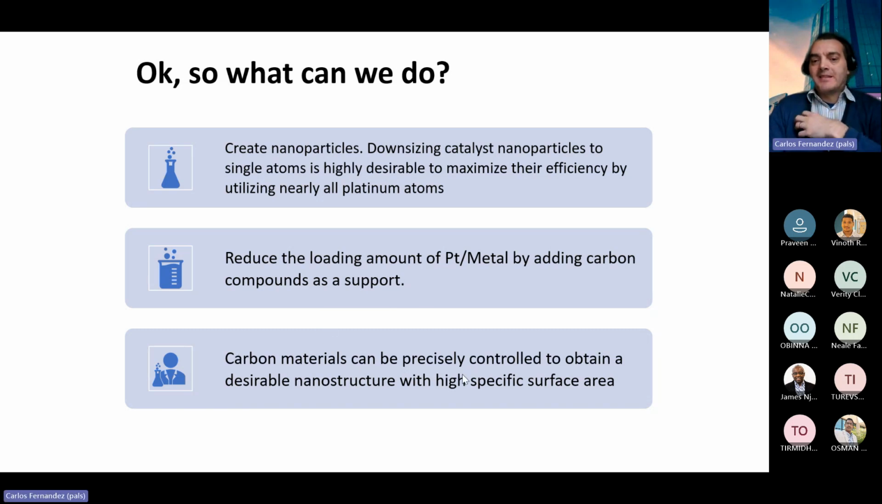A carbon material can be precisely controlled to obtain a desirable nanostructure with high specific surface area. Carbon-based materials, this is something I will mention. For example graphite: if we go again into the mines, one of the biggest producers of graphite is China. This year they are producing about 800,000 tons, compared to other countries with only 50,000 to 70,000 tons. So that is also something we need to consider.